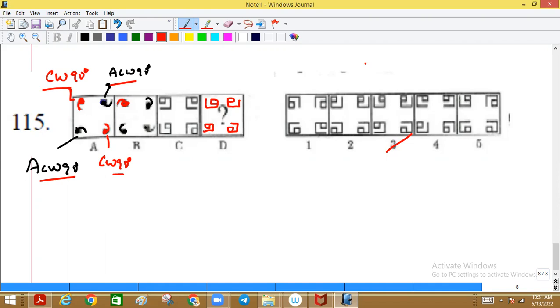So how is the cross moving from one corner to another? See, in the first it is in one corner. In the next one it is in another corner, at the top. Again in the third figure, bottom. In the fourth figure, again top. So if you do that, you can eliminate options 2 and 4. So your answer is either 1 or 3.